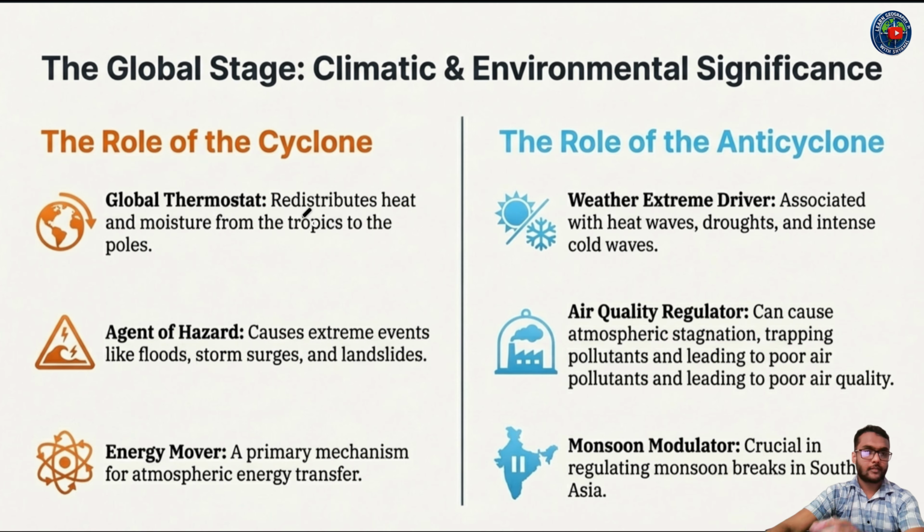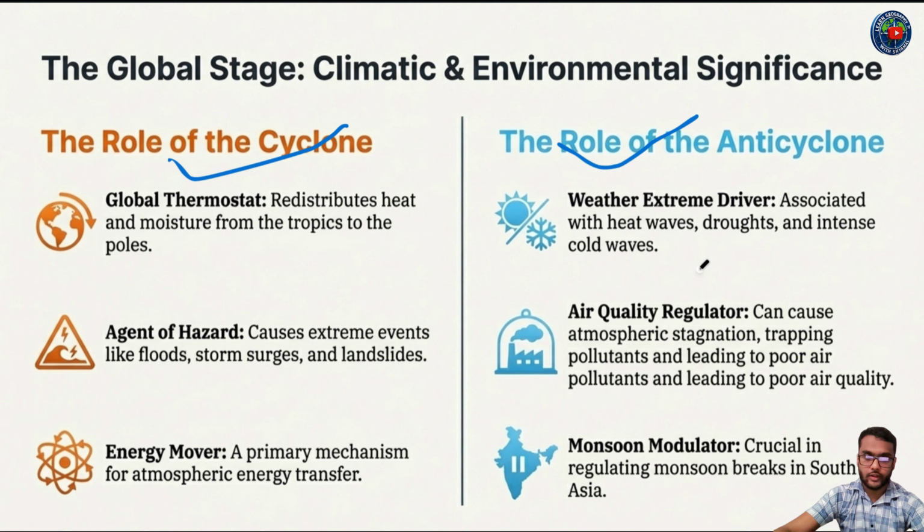The importance of cyclone: a global thermostat, it redistributes heat and moisture from the tropics to the poles. An agent of hazard, it causes extreme events like floods, storms, surges, and landslides. An energy mover, it is a primary mechanism for atmospheric energy transfer. And the role of anticyclone: a weather extreme driver, associated with heat waves, droughts, and intense cold waves. An air quality regulator, it can cause atmospheric stagnation, trapping pollutants and leading to poor air quality. A monsoon modulator, it is crucial in regulating monsoon breaks in South Asia.